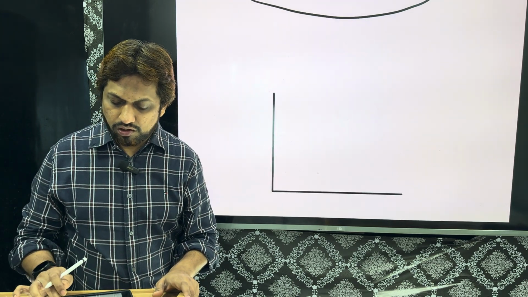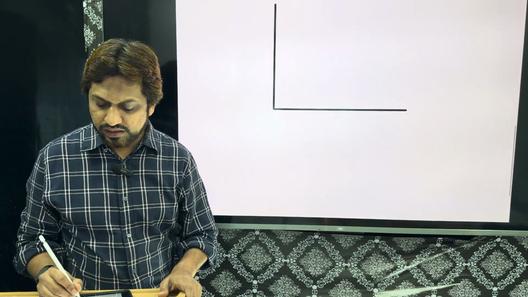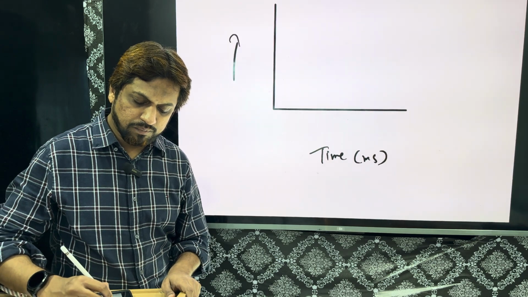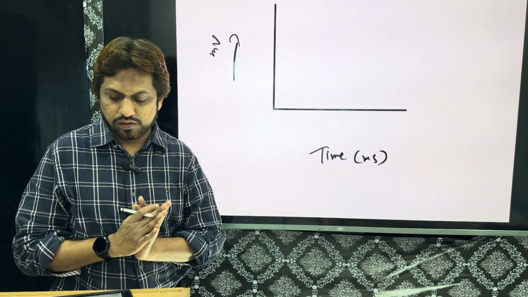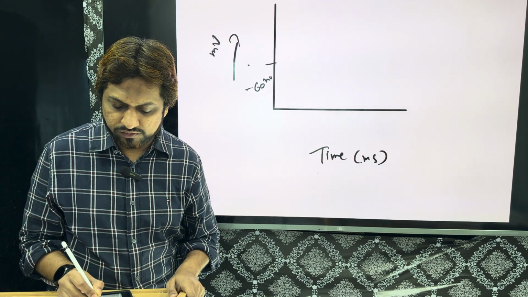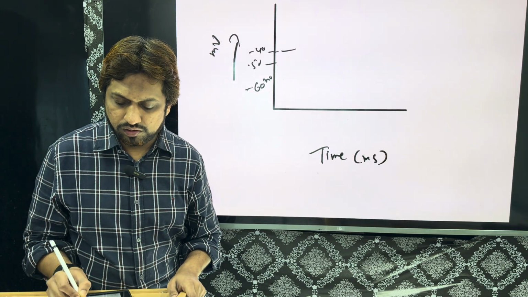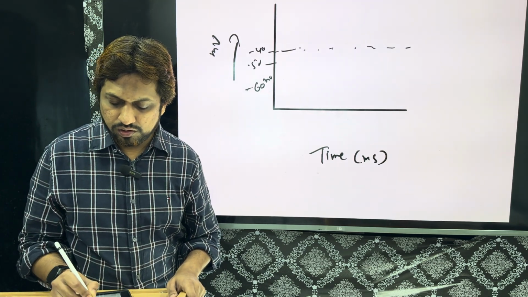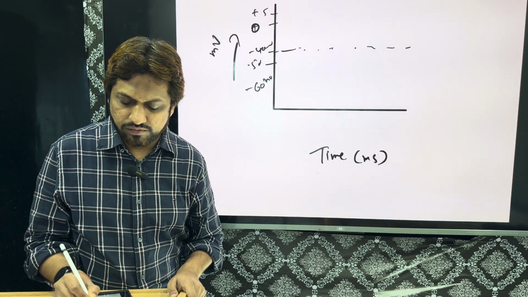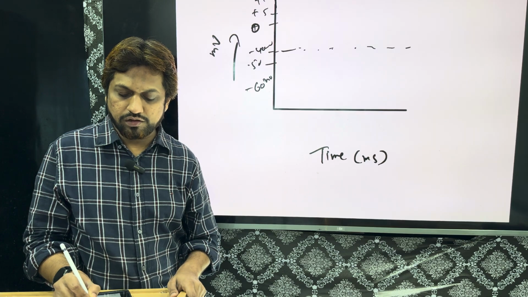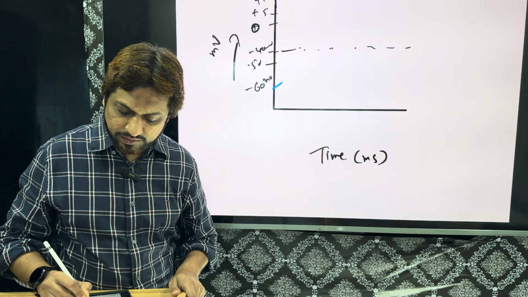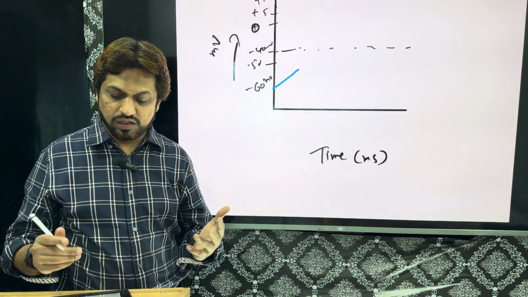I will draw a graph to make the point more clear. On the x axis is the time in millisecond, and on the y axis is the potential difference in millivolt. Now, it is around minus 60 millivolt, this is around minus 50, minus 40 millivolt is the threshold, then up to 0, then plus 5, plus 10 millivolt, whatever.